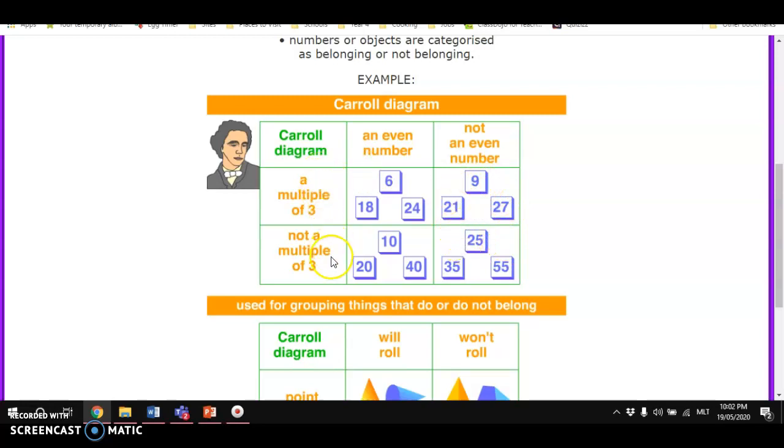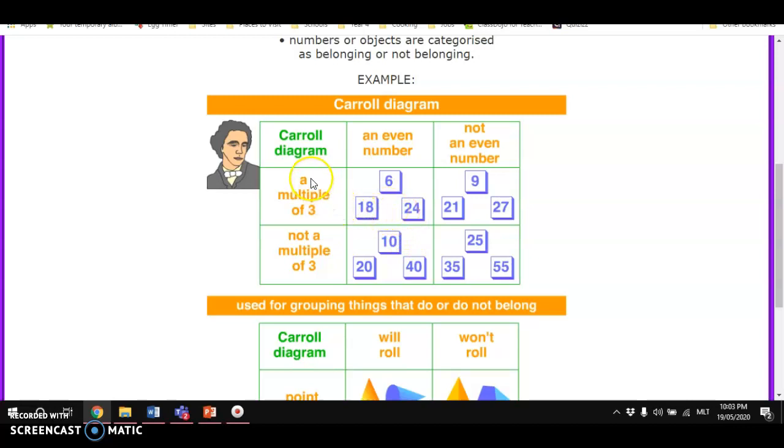But then we have these two different criteria. A multiple of 3 and not a multiple of 3. Now what are multiples of 3? Can you remember what multiples of 3 are? Any number that goes into the multiplication of 3. 3, 6, 9, etc. Right? So if you know it by heart, this shouldn't be a problem for you. If you don't know it by heart, you might need the multiplication grid.